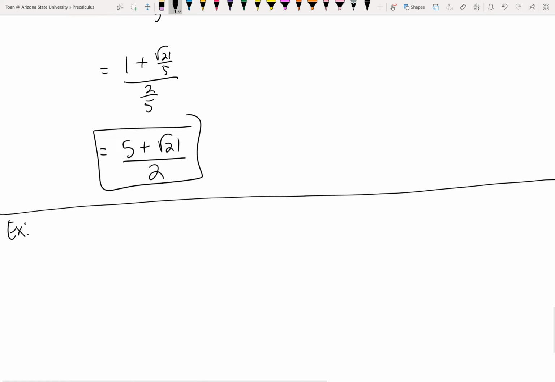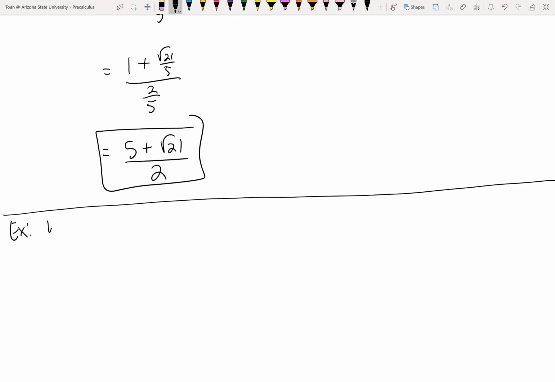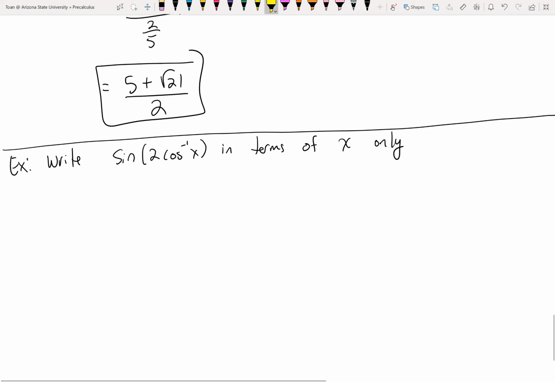Suppose I asked you to write sine of 2 cosine inverse of x in terms of x only, right? So this is what we discussed yesterday. Anytime you see an inverse trig function, you think of angles, because that's all an inverse trig function gives us. So we should know that cosine inverse of x should equal some angle such that the cosine of that angle is x over 1. So we have an exact trig function. We can draw a triangle.